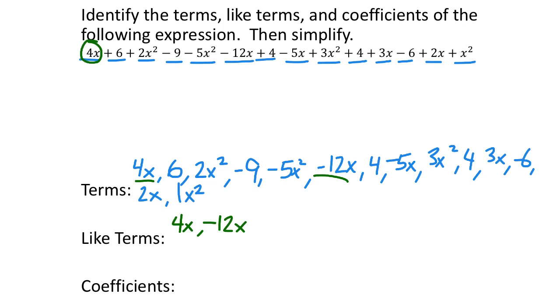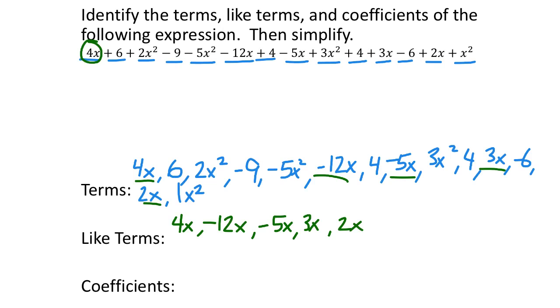Okay, just keep going through the list. We got 4, then negative 5x. That's my next like term because it has an x with no exponent. Next, 3x to the power of 2. Again, no good. 4, no good. But 3x, we got that one. Again, just with the x. And then the last one in this list is that positive 2x. So this is my list of like terms with x's.